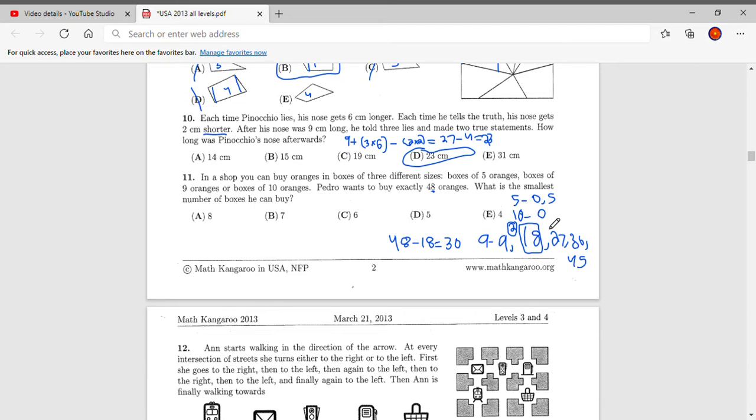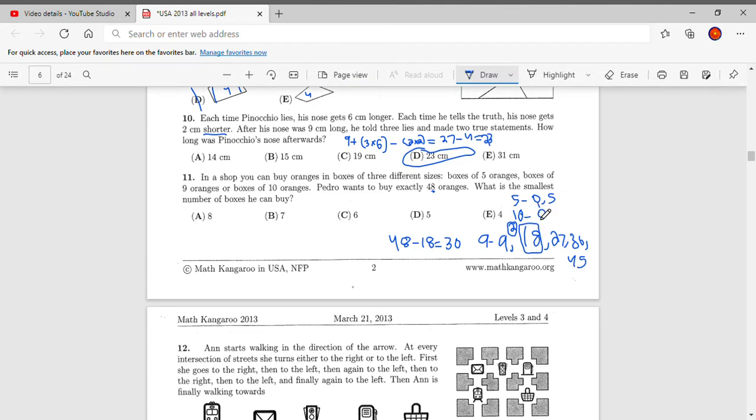And since we want the smallest number of boxes, we're going to use the box with the most oranges to use as few boxes as possible. If it ended in 5, we would be forced to use 1 box of the 5 oranges. That's why, since these are similar, we don't need this. So 10, meaning ends in 0, we divide 30 divided by 10, and we get 3. So we can add 3 plus 2, and we get 5. So the answer for number 11 is D.